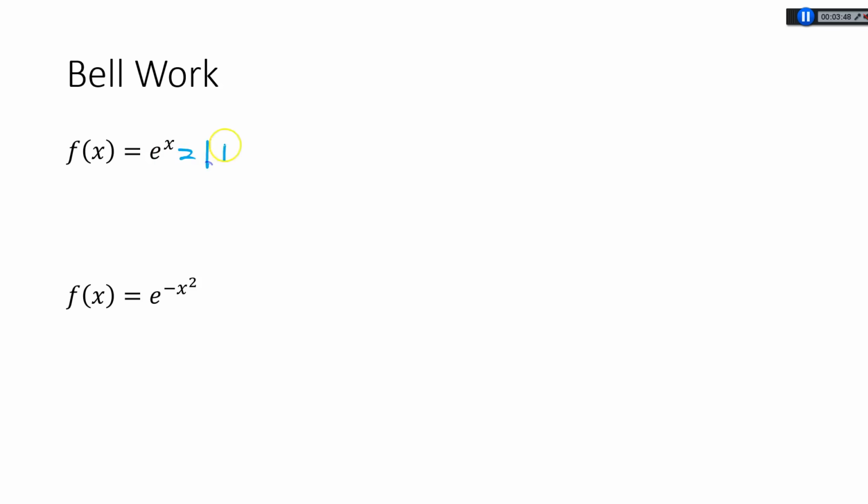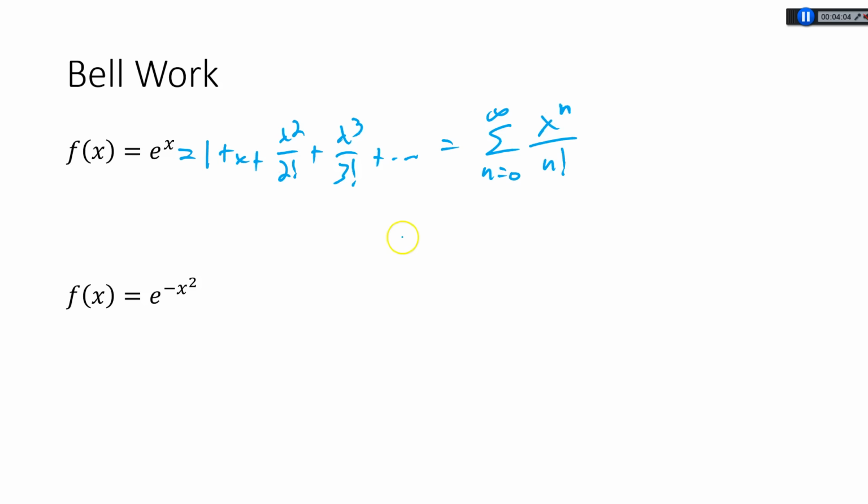e to the x we know is 1 plus x squared over 2 factorial plus x cubed over 3 factorial. Really easy to come up with a general term for this one: the sum from n equals 0 to infinity of x to the nth power over n factorial. That's okay because 0 factorial is 1, so our first term will be 1 over 1, which is 1, and then we'll have x to the first over 1 as well because 1 factorial is also 1.